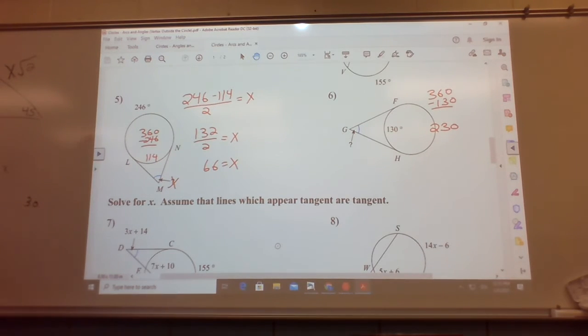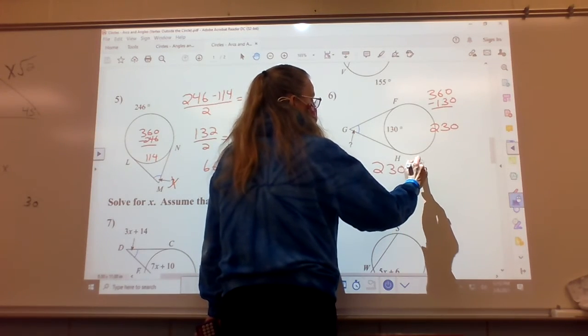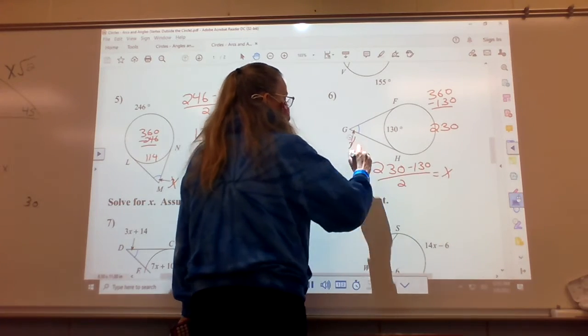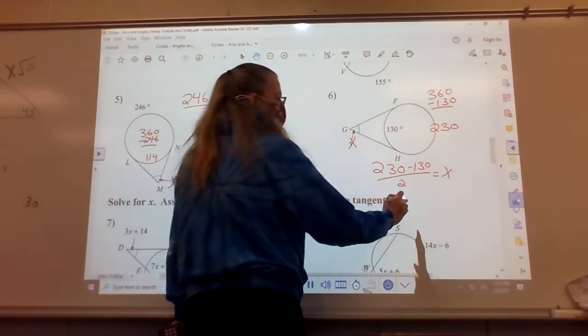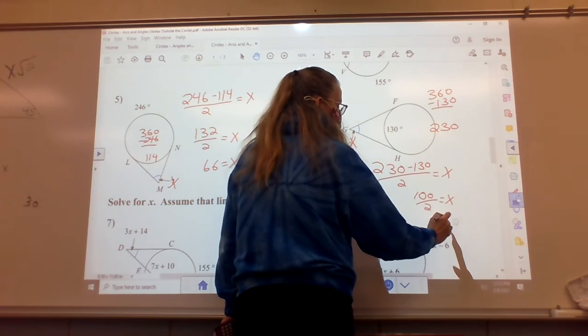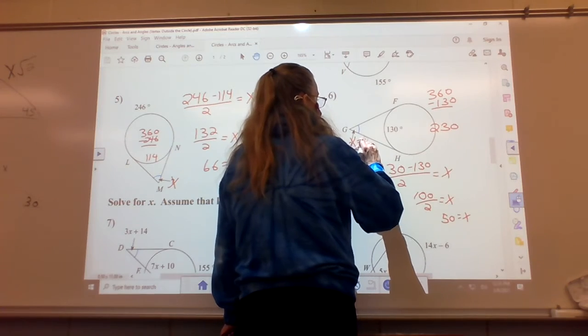So big arc minus little arc, divide by 2 equals angle. Angle is what I don't know. That's what I'm trying to find. Well, 230 subtract 130 is 100. So 100 divide by 2 equals x. So my missing number must be 50. So this guy is 50.